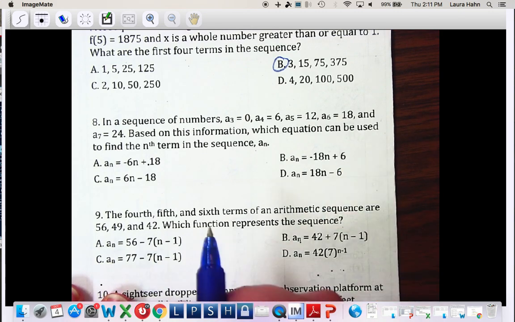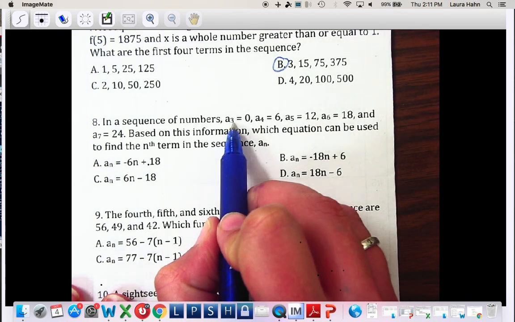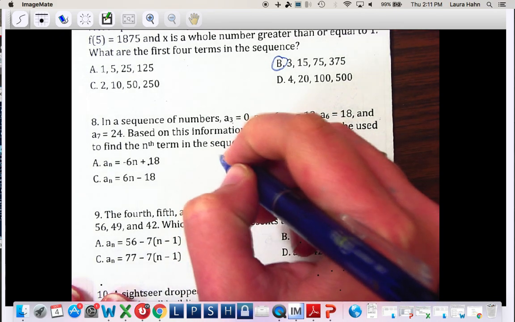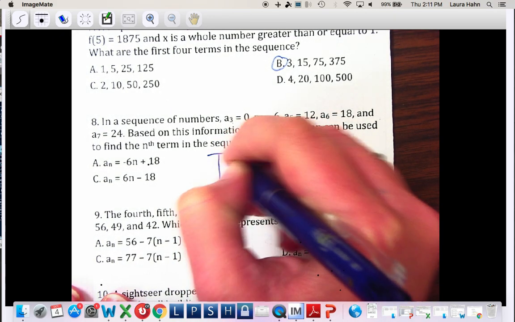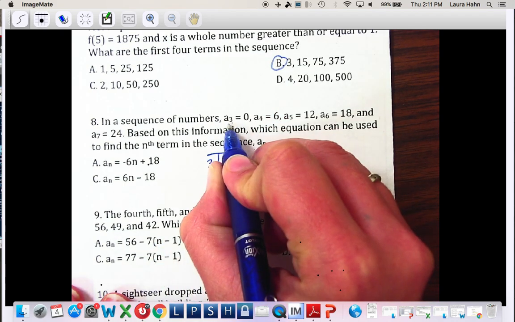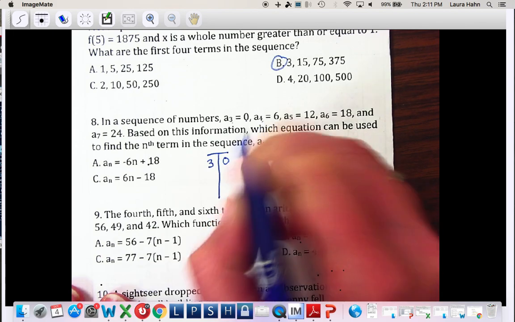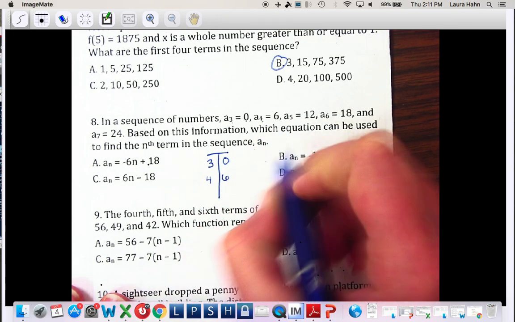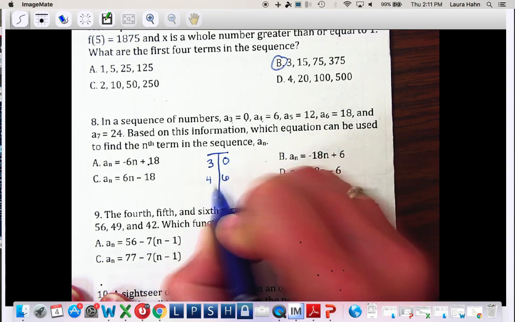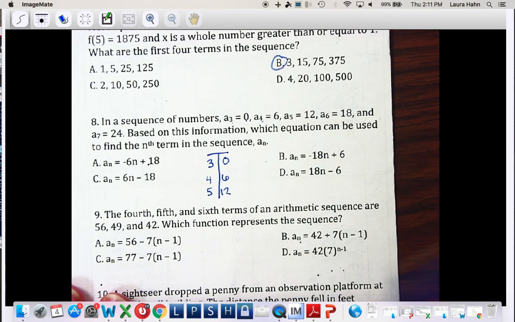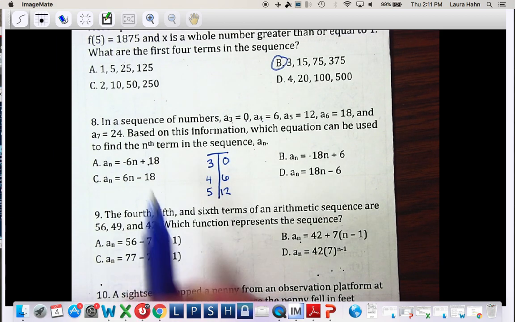But before we graph and open our table, it tells me my third term is 0, okay? So let's make one table. Put table right here. My third term is 0. My fourth term is 6. My fifth term is 12, and so on. Your sixth term is 18. Okay? So what I'm trying to do is figure out which one of these matches.